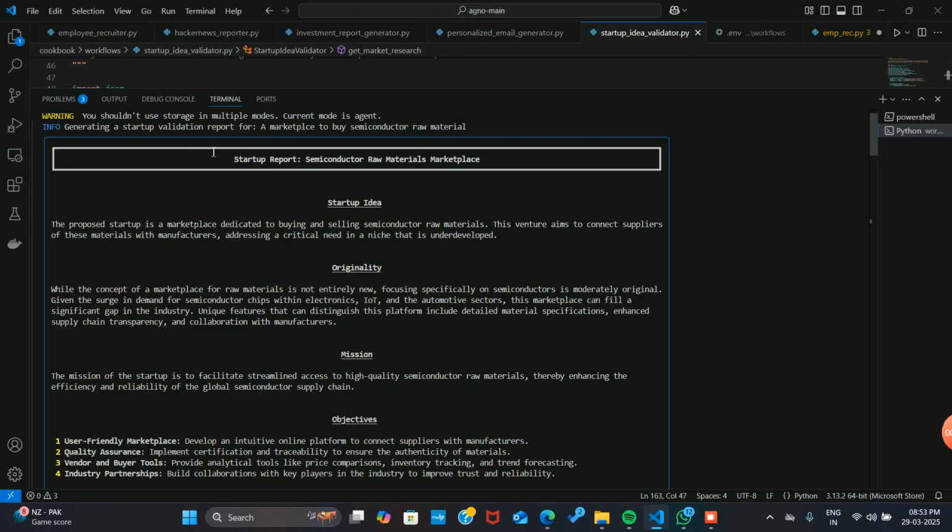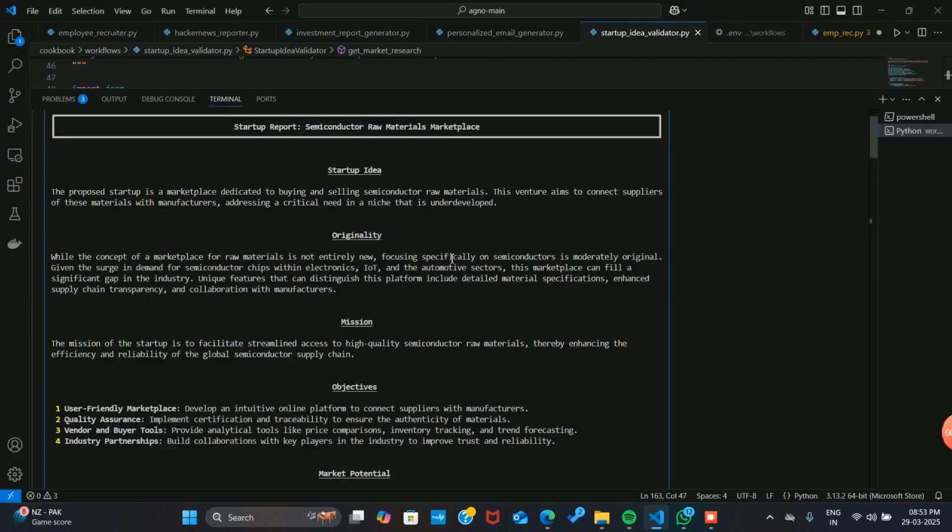Okay, so on the screen, this is a startup report: semiconductor raw materials marketplace. The proposed startup is a marketplace dedicated to buying and selling semiconductor raw materials. This venture aims to connect suppliers of this material with manufacturers, addressing a critical need in a niche that is underdeveloped. Wow. So the idea itself sounds like some opportunity, yeah, that's good.